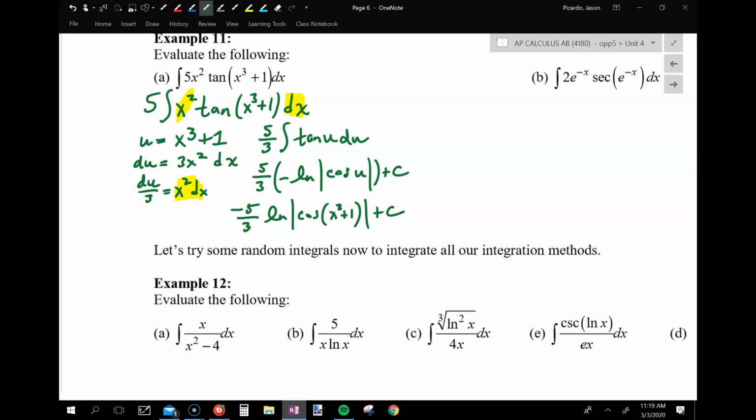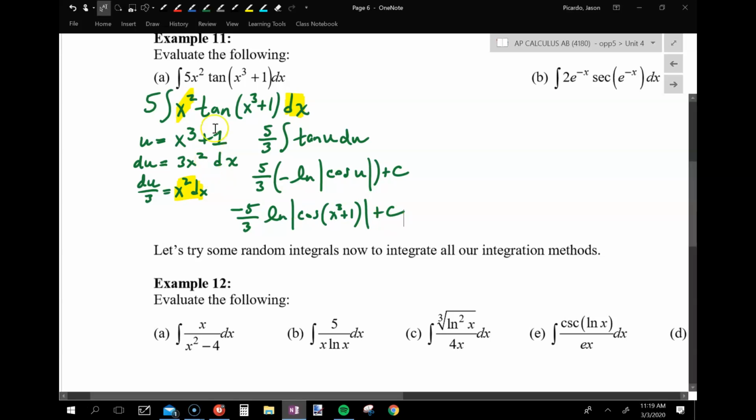Again, what was he doing here, guys? Saw the constant, identified his u, took his derivative, made the substitution, right? Took his integral, put the u back, right? That's our process, right? That's our process.